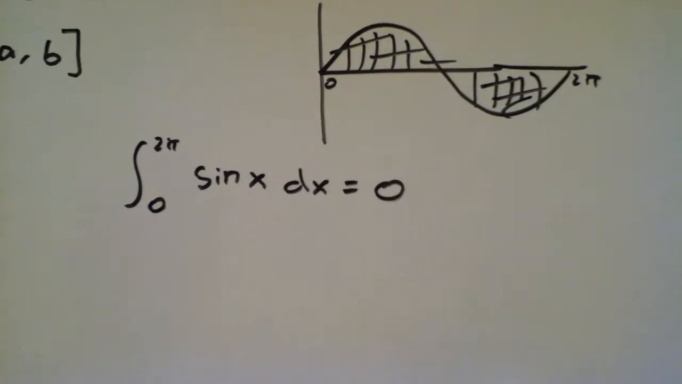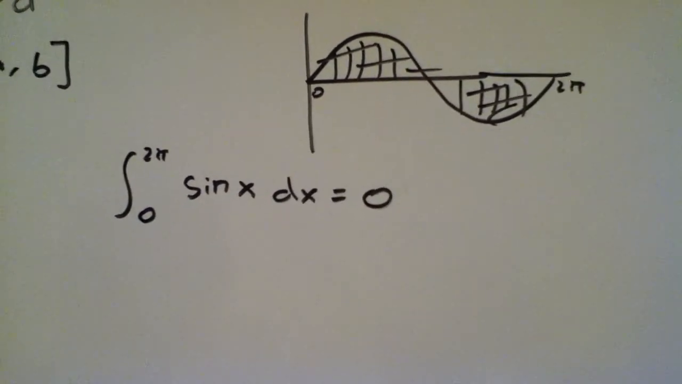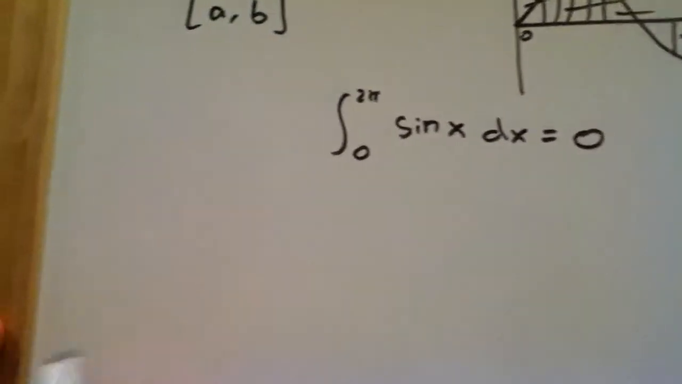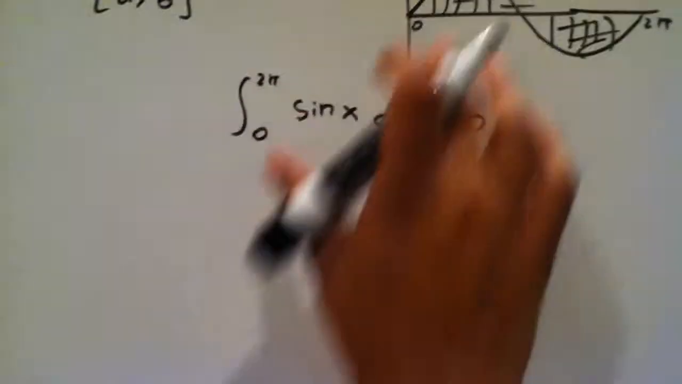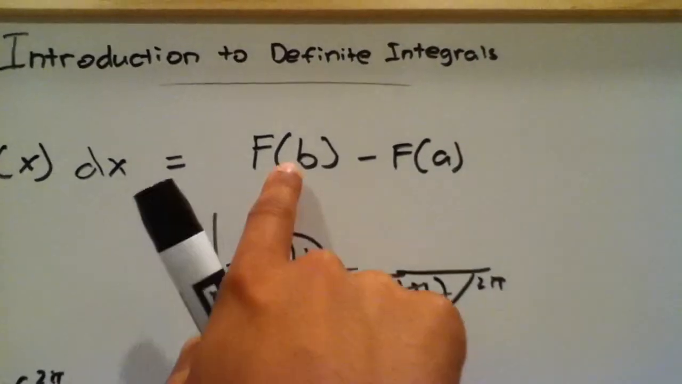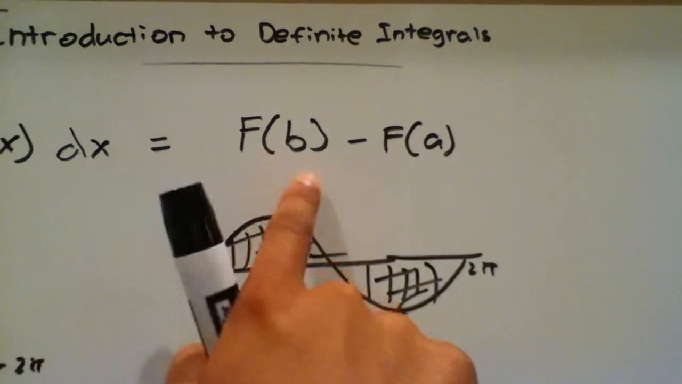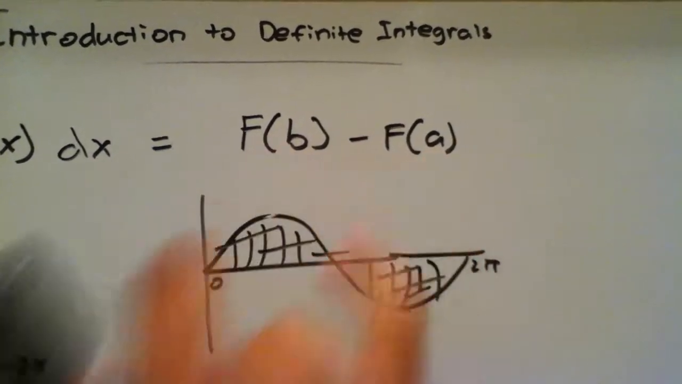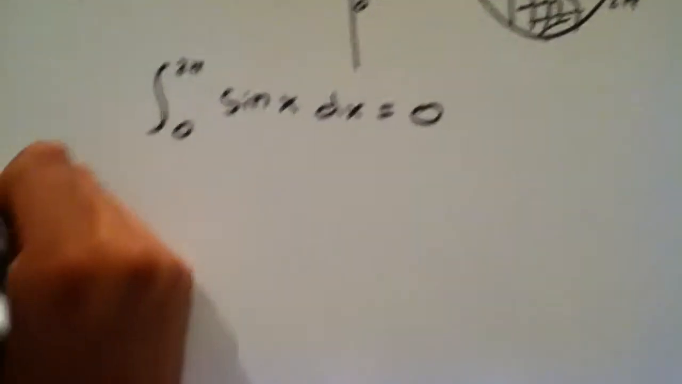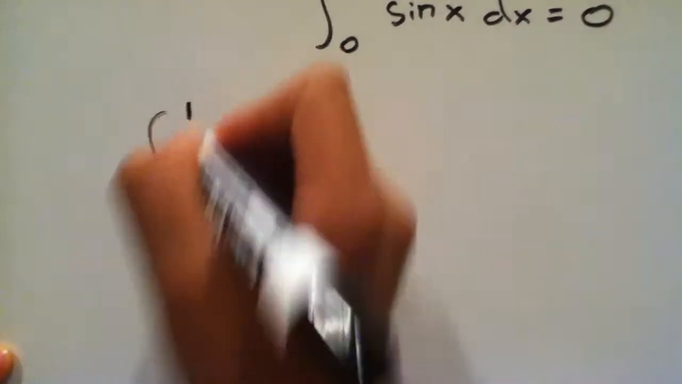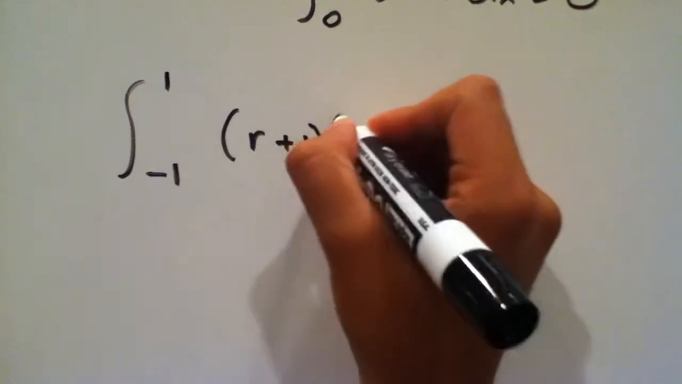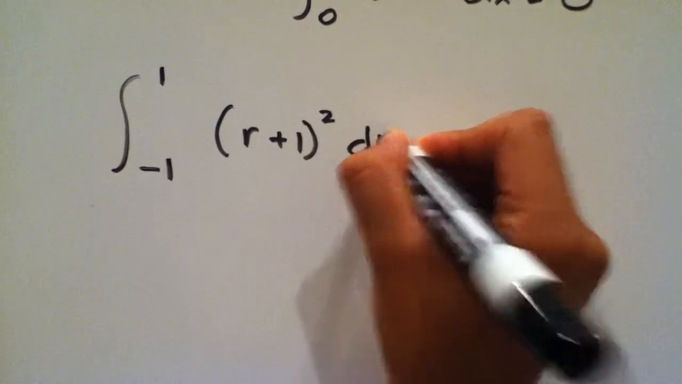Let's try a few examples. So the first one we'll start with will be a simple example. So again, with integrals, the thing to remember is the antiderivative, and you're inputting the values that are along the interval into the antiderivative. So let's just do an example to see how this works. So if you have an integral from -1 to 1 of (r plus 1) squared dr, right?